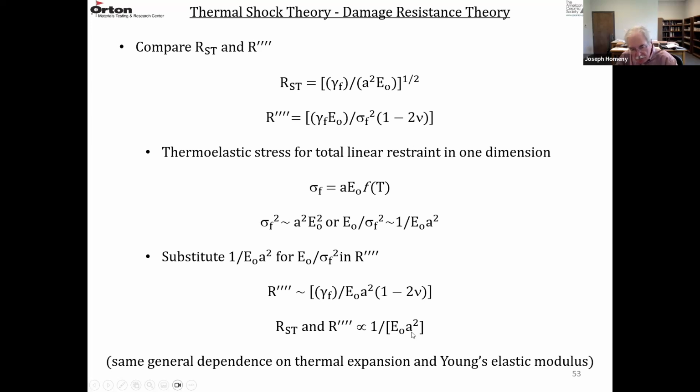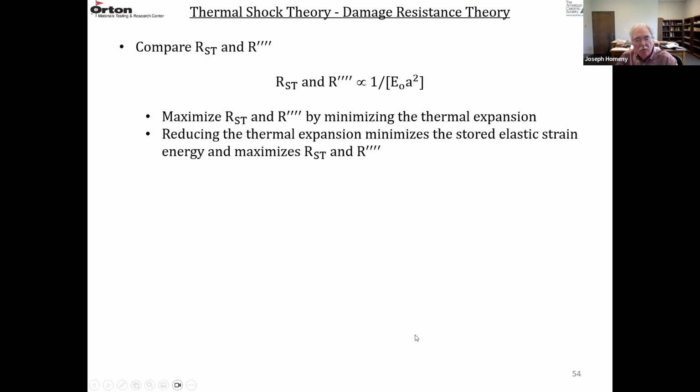So it would be nice to have a material with very small thermal expansion coefficient that would maximize RST and R4 prime. But unfortunately, we don't have materials with extremely low thermal expansion coefficients. So you can maximize RST and R4 prime by trying to minimize the thermal expansion coefficient, and that minimizes the stored elastic strain energy and gives you the higher values of RST and R4 prime.